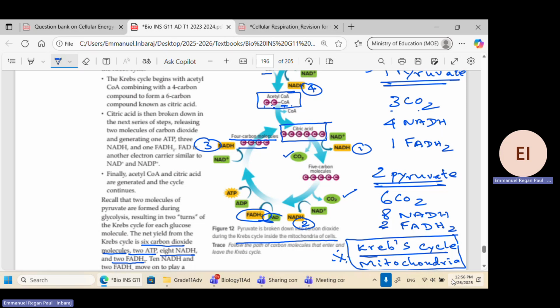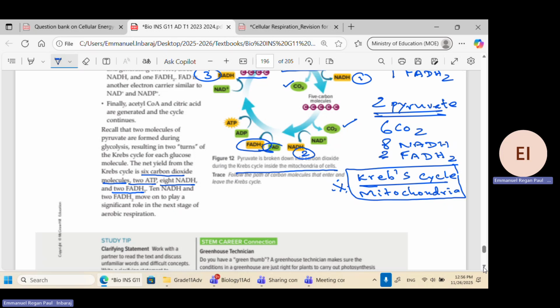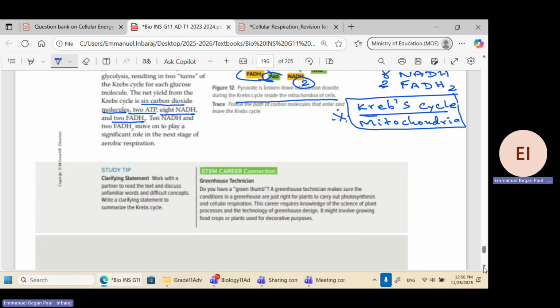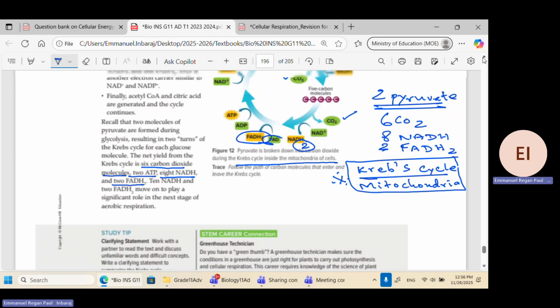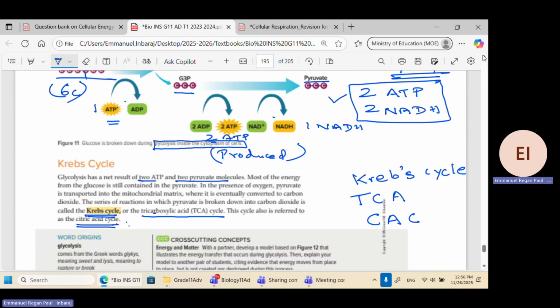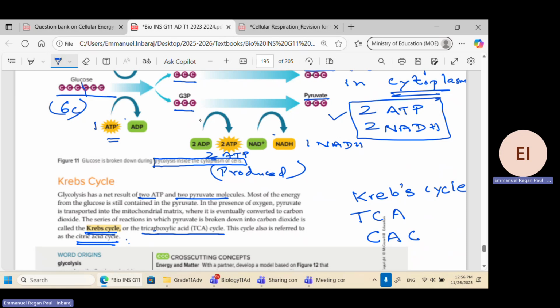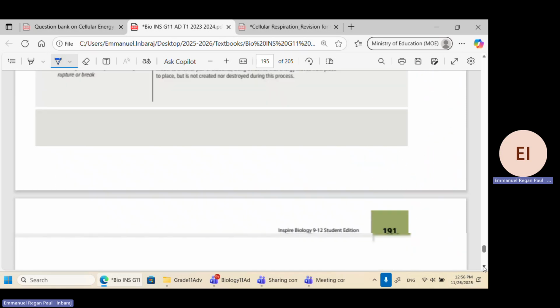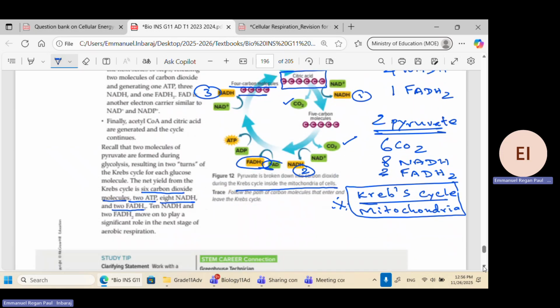Okay, now let's move on to the next part. These molecules will now reach the next stage, the electron transport chain. See here, one more thing. In glycolysis, how many NADH are there? 2 NADH, 2 ATP, right? So what happens to these 2 NADH? These 2 NADH will also join here.